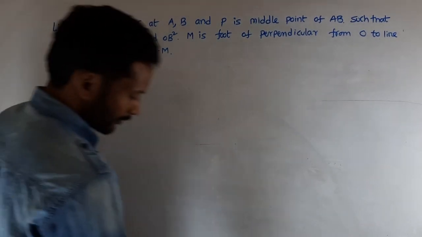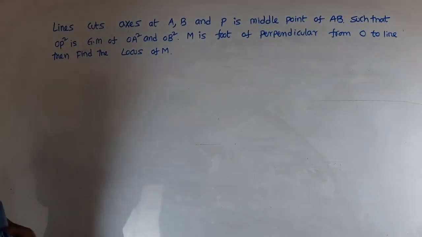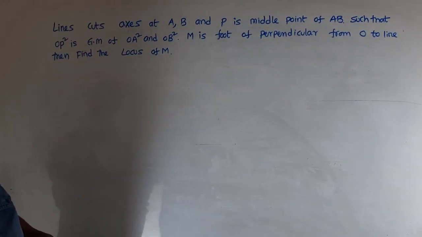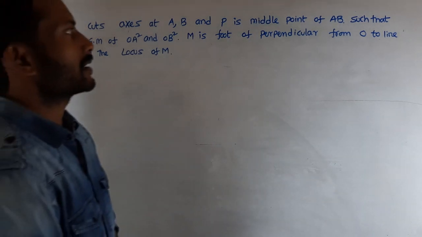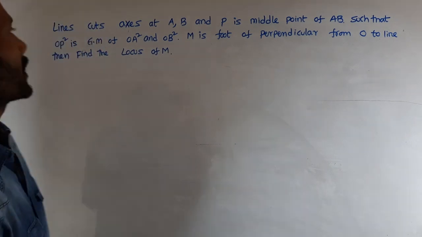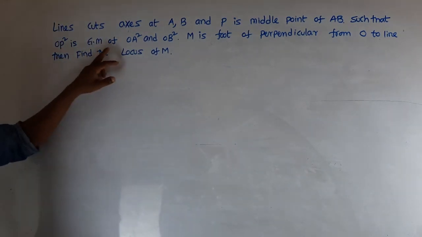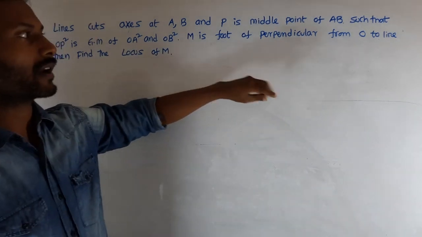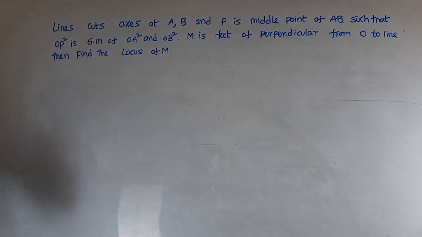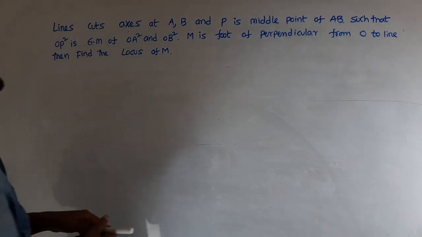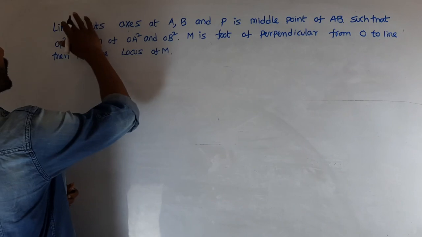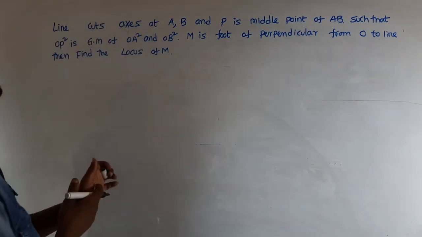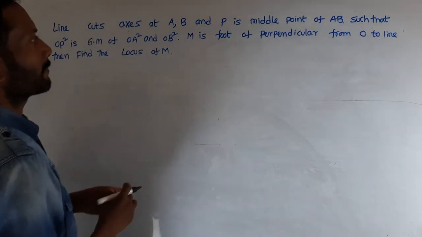Next problem. A line cuts the axes at A and B, and P is the middle point of AB such that OP square is the geometric mean of OA square and OB square. M is the foot of the perpendicular from O to the line. Then find the locus of M. So the line cuts the axes at A and B.